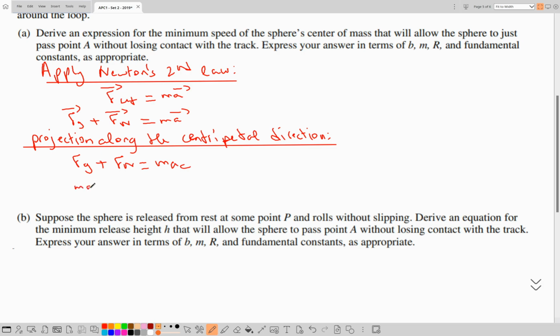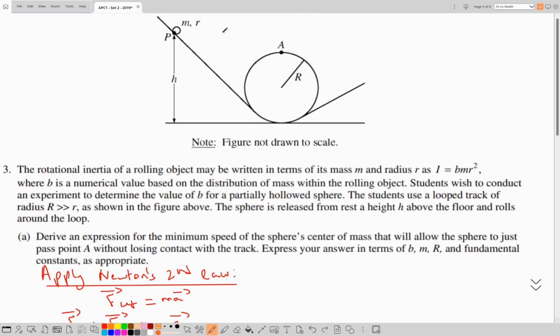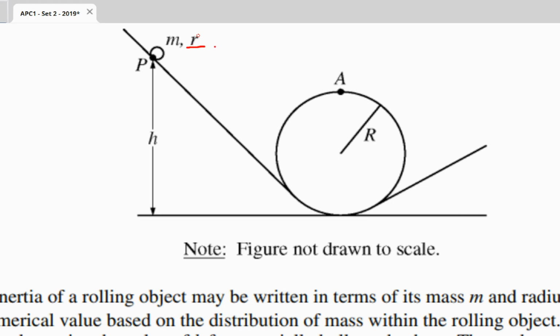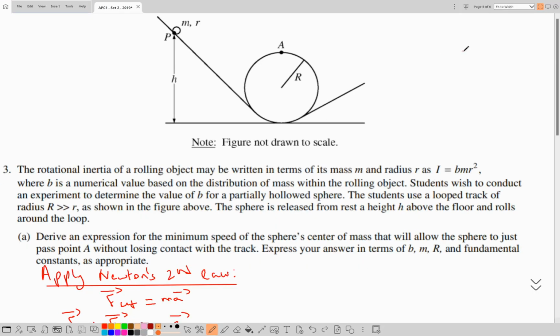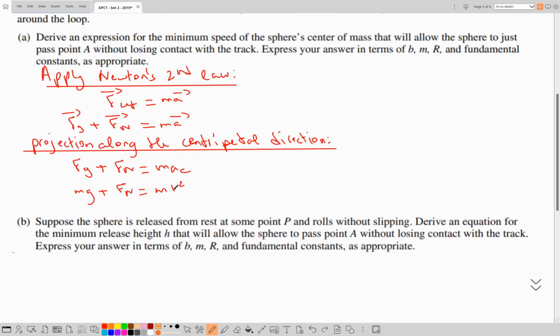Now the pull of gravity is given by mg, plus Fn, and because we have projected acceleration along the centripetal direction, it can be written as v squared divided by the radius of what we have, small r, big R, but that would be the radius of the circle that we have.